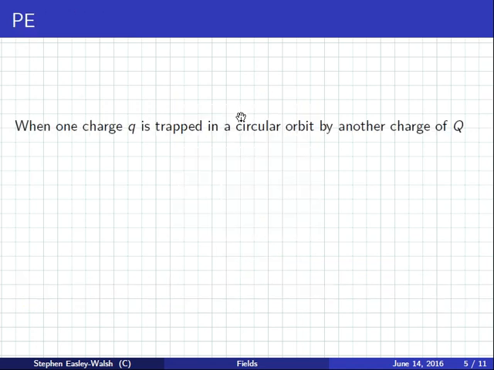Right, when one charge, small q, is trapped in a circular orbit around another charge, big Q, then it will have negative potential energy. Why am I saying negative? Well, because it's trapped. And we talked about this before.